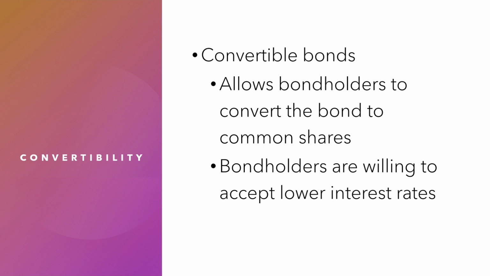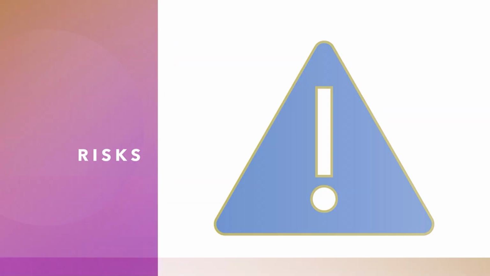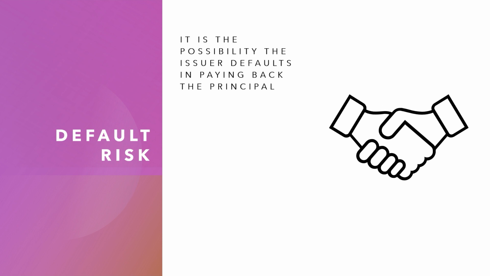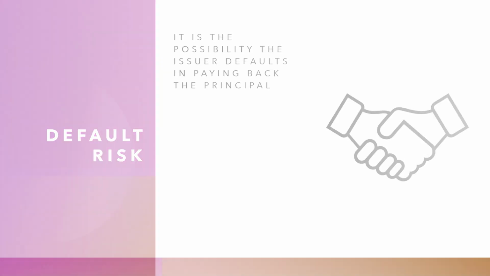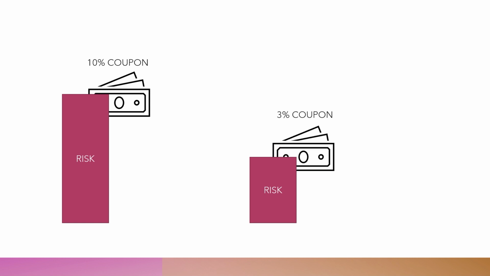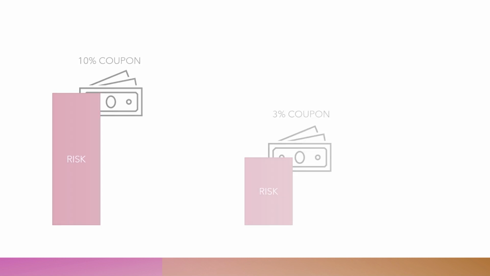Of course, like any investment, bonds are not without risk. One risk that bond investors face is the possibility that the issuer defaults in paying back the principal. This is what is known as default risk. Typically, bonds with higher default risk come with higher coupon rates, while those with lower default risk come with lower coupon rates. The amount of risk depends mostly on the financial stability of the issuer.